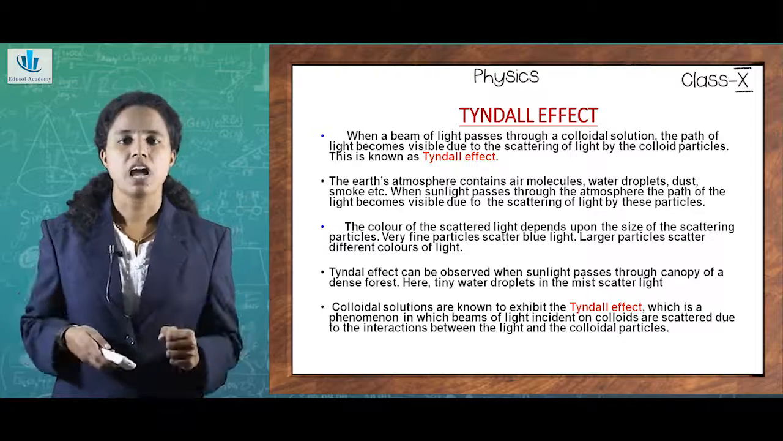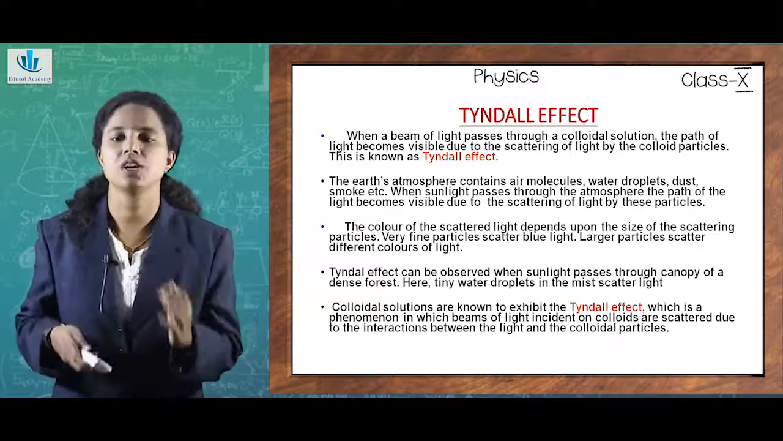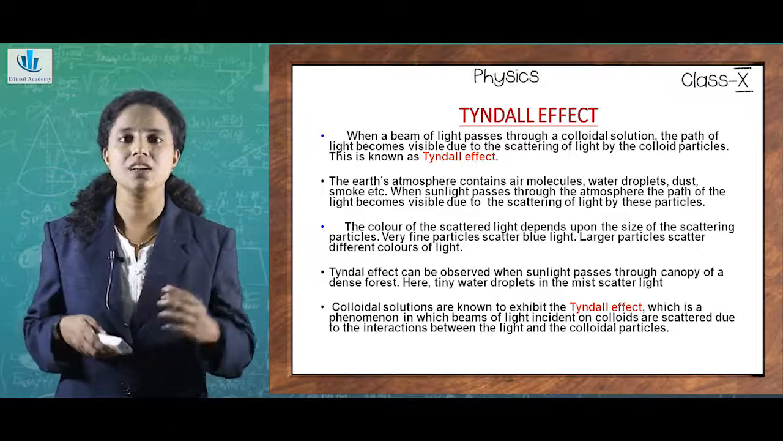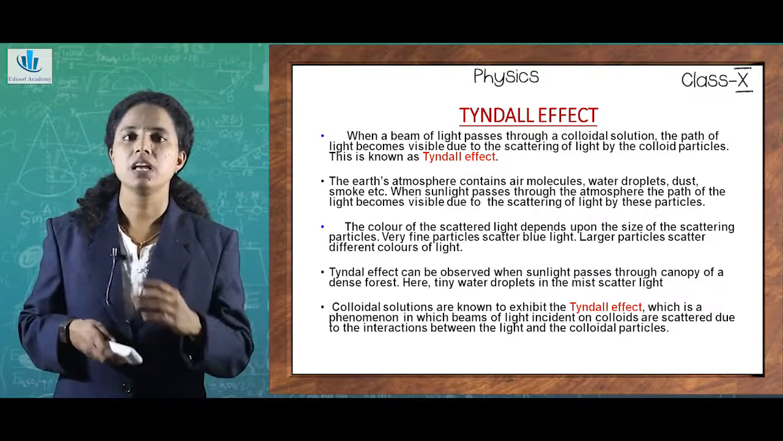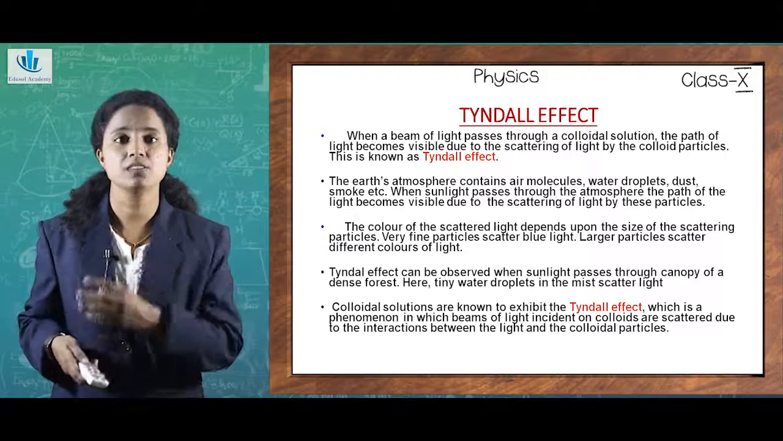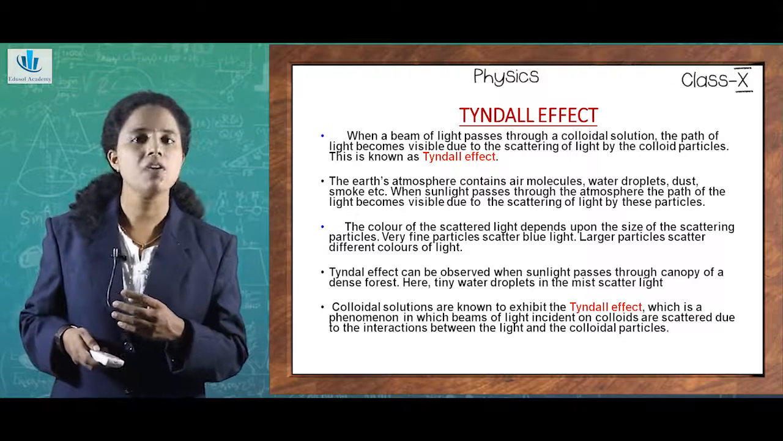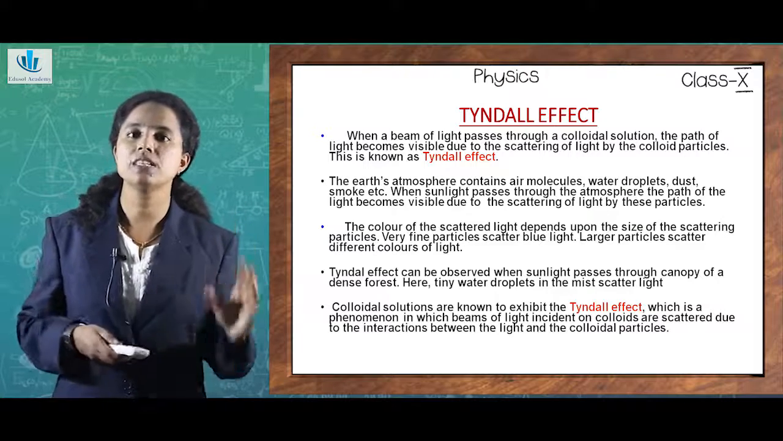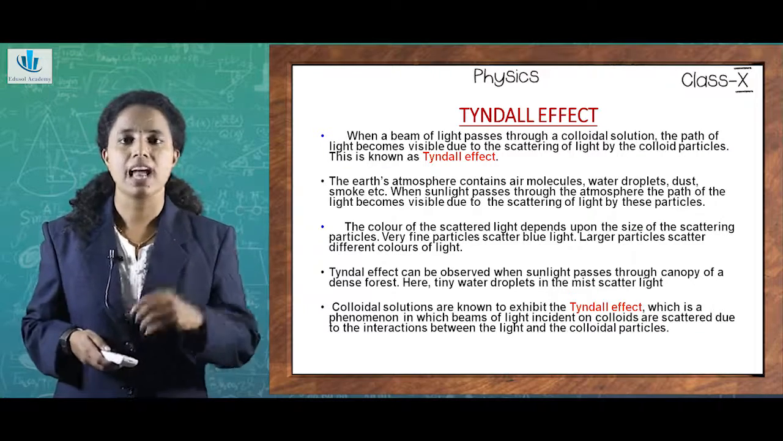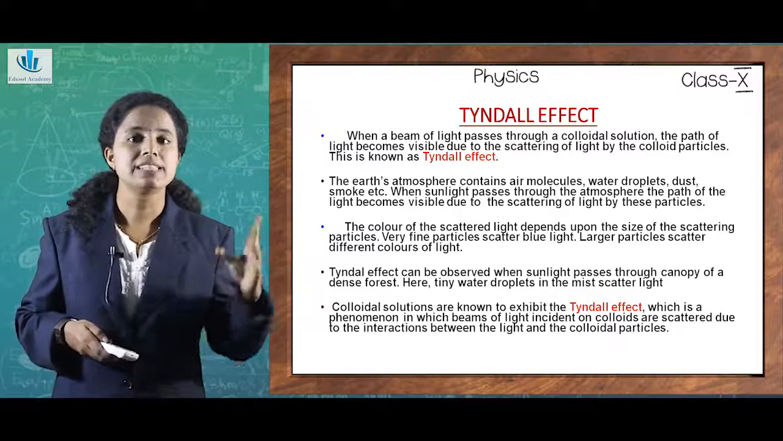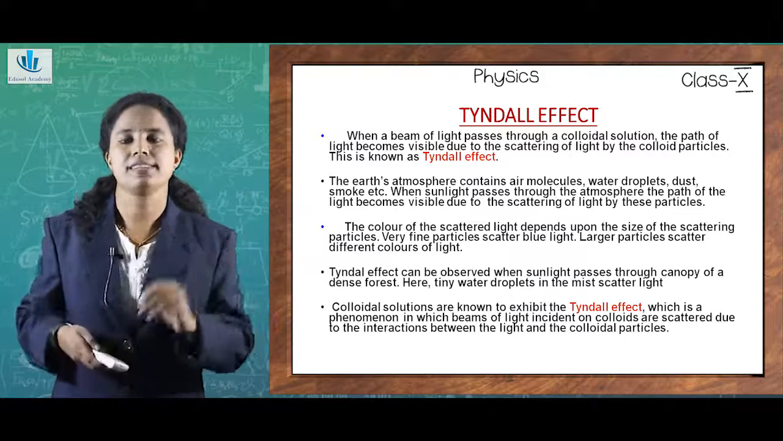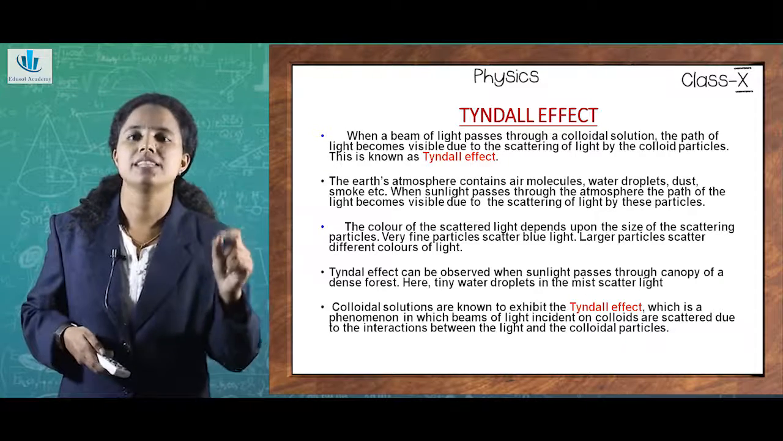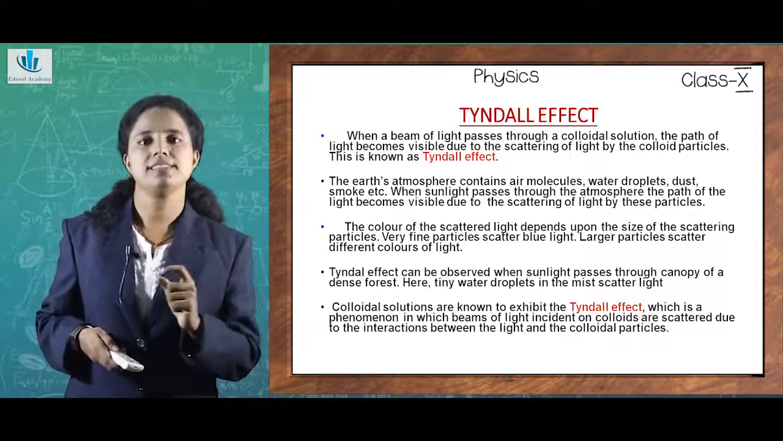That is, when a beam of light passes through a colloidal solution, as we have already discussed, colloidal solution is the one which is a mixture, isn't it? There will be some peculiar characteristics of colloidal solutions as we have already seen. What were they? There are microscopically dispersed insoluble particles, isn't it? And these insoluble particles will be suspended in another substance. So, one of the main important criteria, as we have said, is that suspended particles must not settle.